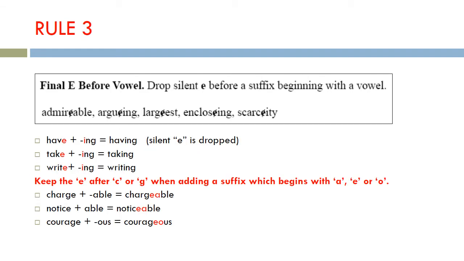The third rule is about words which end in silent E. When we have the letter E and it is silent, it's not pronounced, you have to drop it before a suffix which begins with a vowel. For instance, the word admire ends in E, which is silent. We add the suffix able and we get the word admirable without E.